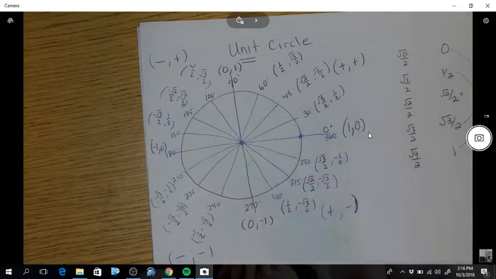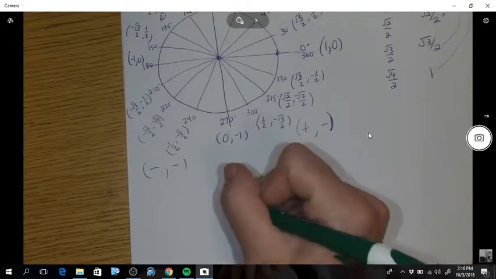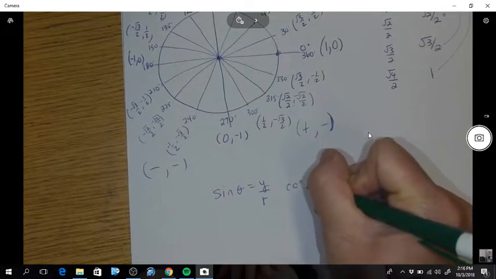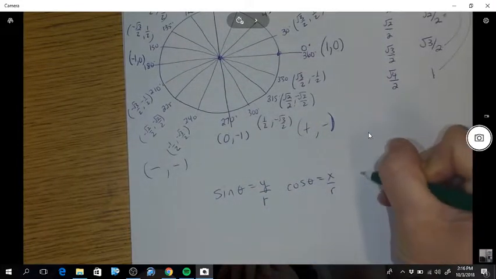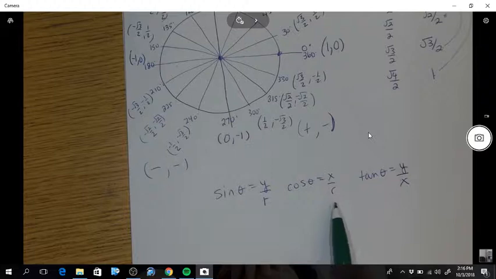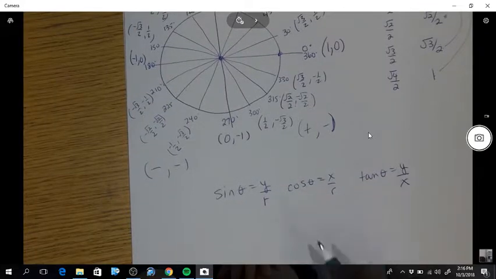I'm just going to give you a circle, and you have to get all the angles and all the coordinates. Okay, now recall these formulas. Sine of angle is y over r. Cosine of angle is x over r. Tan of angle equals y over x. We saw these in the XYR lesson, and these are on your formula sheet. They will be given to you.